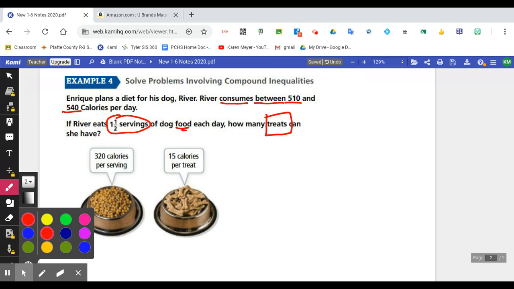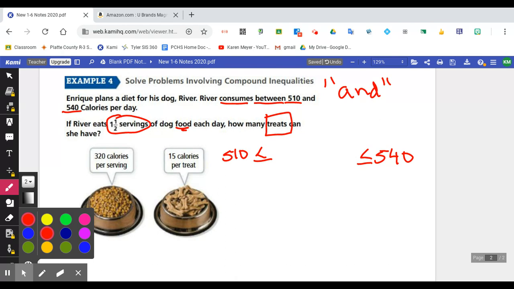So first off, it gives me a range of the calories. If it's given me a range between two numbers, that means that this is going to be an "and" problem. So I'm going to start by putting 510 on one side, leave a whole bunch of space, and put 540 on the other side. Now I have to eat more than 510 or exactly 510. I have to have less than 540 or exactly 540.